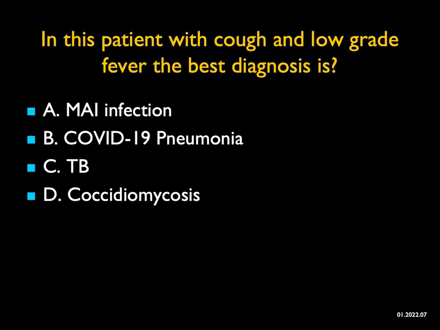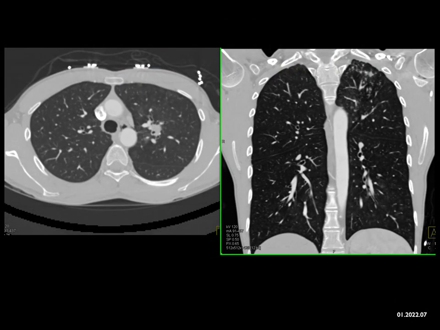In this patient with cough and low-grade fever, the best diagnosis is, well, here I see an in-process mass-like or inflammatory left upper lung. There are multiple little nodules present and mild bronchiectasis, no obvious adenopathy, and the rest of the lung fields look okay.